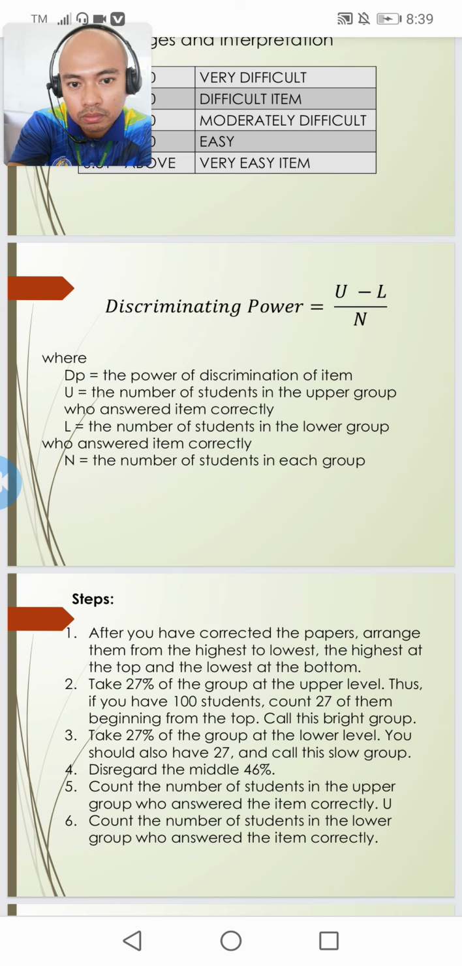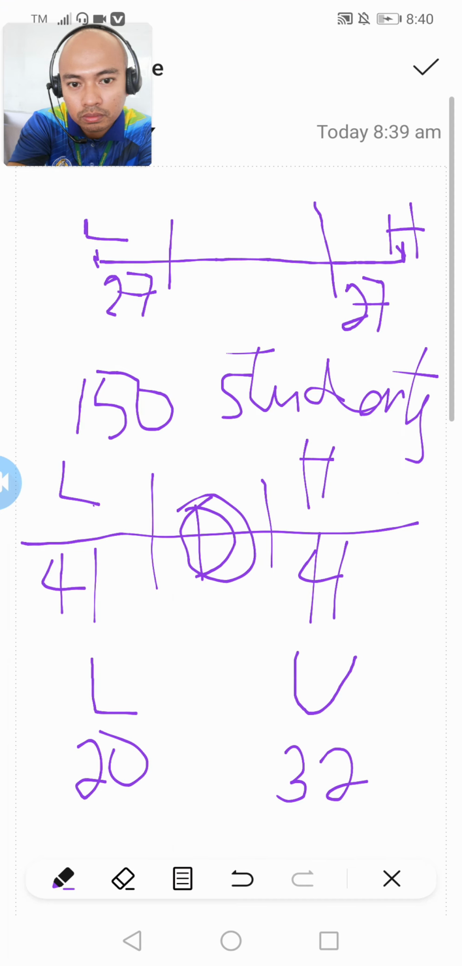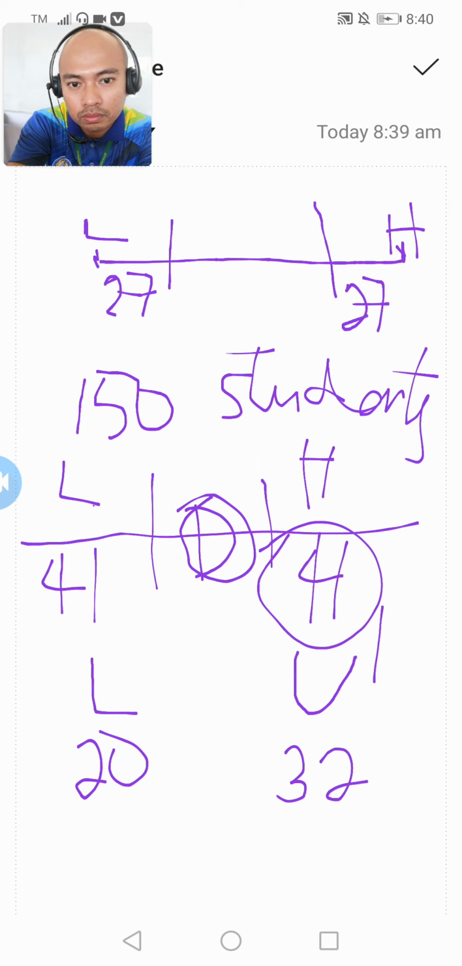So paano natin kukunin 'yan? Total number of students in each group. It will be 41. So, ilan ngayon yung n natin? It will be 41. Okay? So, in that case, let's go back. Itong 41 na ito, this will represent n. Take note on that.